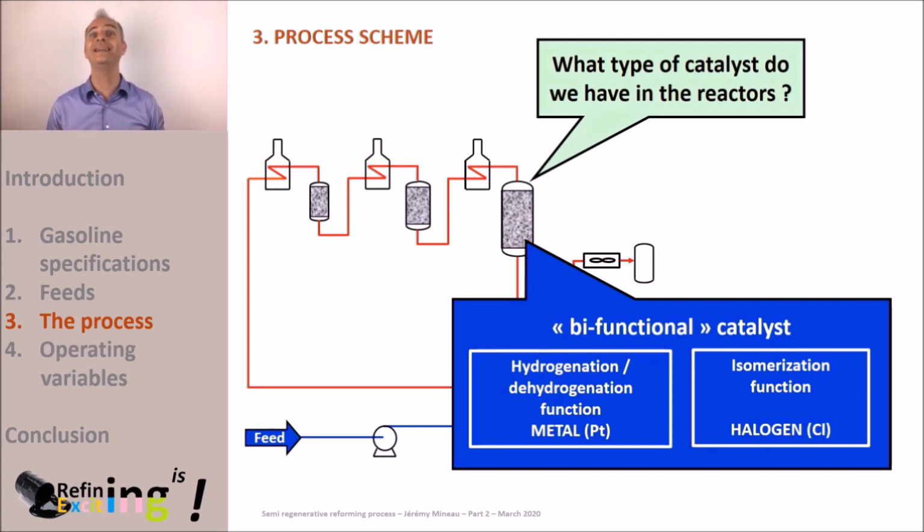In order to maintain catalytic activity, it is necessary to constantly inject chlorine into the feed to ensure the acid function of the catalyst. The optimum acidity is obtained when the water content in the recycled gas is between 15 to 25 ppm. This is why water is also injected into the feed to ensure that the acidity is kept at the optimum value.